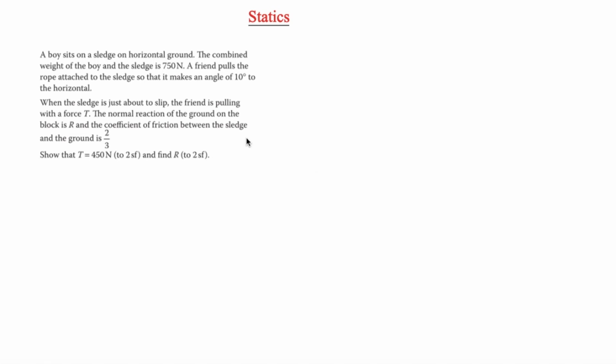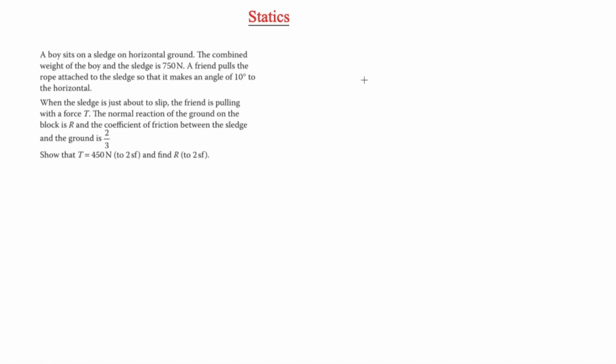So here we have a question. It says that a boy sits on a sledge on horizontal ground. The combined weight of the boy and the sledge is 750 newtons. A friend pulls the rope attached to the sledge so it makes an angle of 10 degrees to the horizontal. So let's draw a model of that so we can see what's going on.